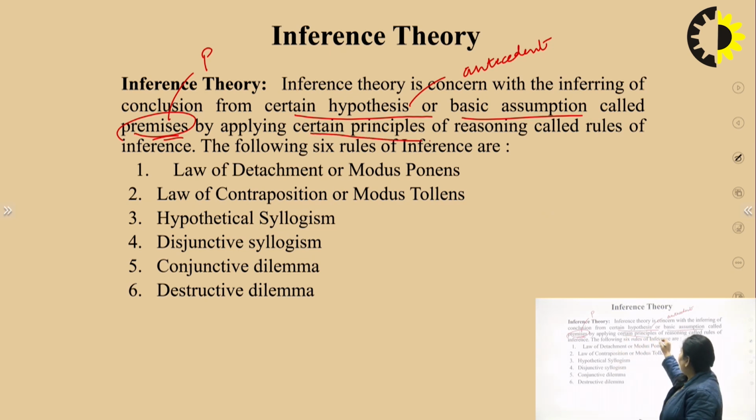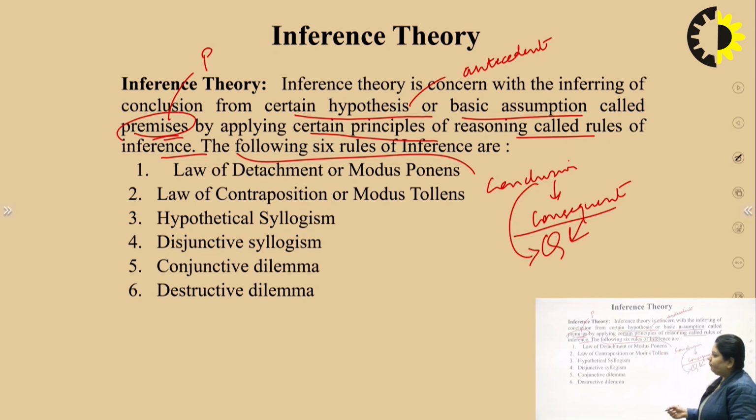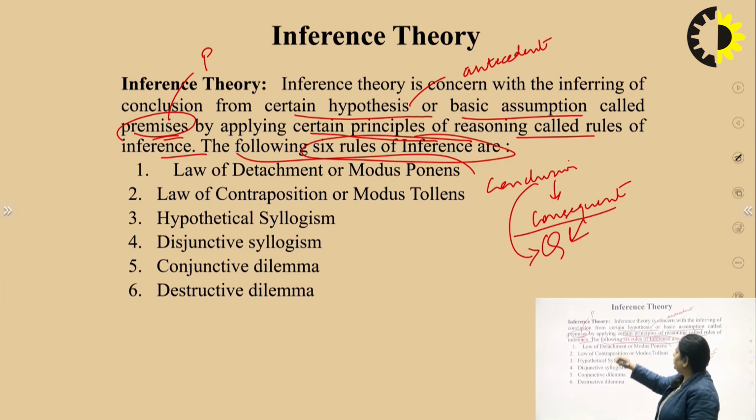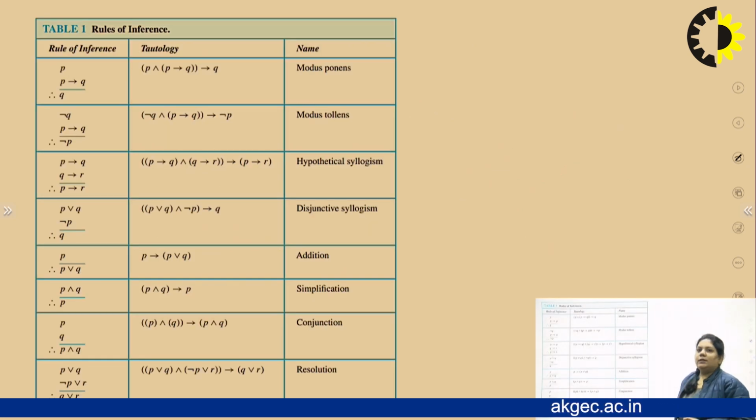Then we apply certain principles to these premises, which are known as rules of inference, so that we can conclude the conclusion, or we can say the consequent. Generally we call that consequent Q. The premises are P and the consequent or conclusion is Q, by applying these 6 rules of inference. What are these rules of inference? First is the law of detachment, or modus ponens. Next is the law of contraposition, or modus tollens. Third is hypothetical syllogism, then disjunctive syllogism, conjunctive dilemma, and destructive dilemma. Let us study these 6 rules of inference.